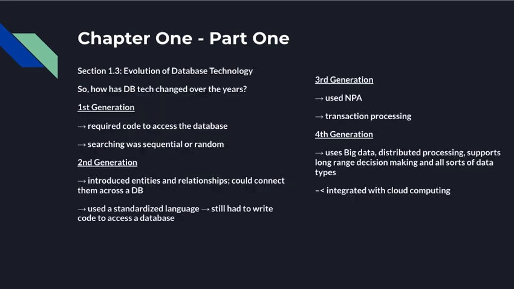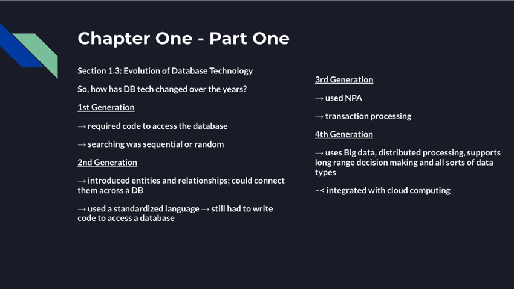So I'm going to take these 2-3 pages and shrink it down. I'm going to show you that in the first generation of databases, they were very complicated in that accessing a database required writing actual computer code, required writing programming code. And the program itself was not necessarily viewed as separate from the database. Searching was also much more difficult. It was either sequential or random.